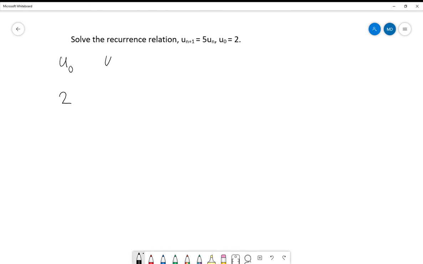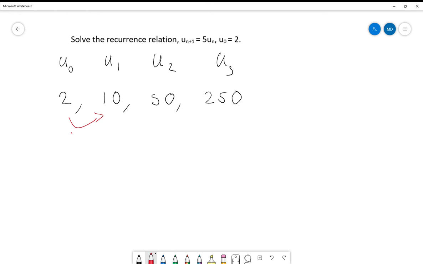I get u_1, well, what do I have to do? I have to multiply by 5, so that must be 10. I get u_2, well, that must be 50, because what I'm doing each time is multiplying by 5. And u_3, well, 50 times 5, that's 250. And this is what I'm doing each time. I'm multiplying by 5. So again, what's my closed form going to look like?